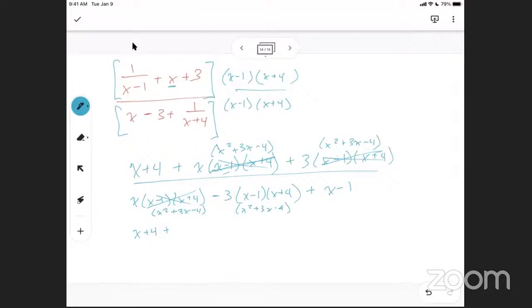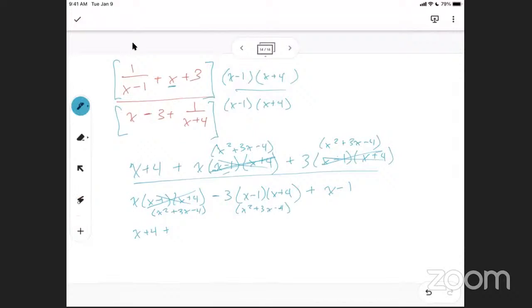The more I do this, the more I think it would have been better to do it the old-fashioned way, which is to just get the least common denominator. I'm sorry, which is just to multiply this by x minus 1 and this by x minus 1, and multiply this by x plus 4 and this by x plus 4 on the top and bottom. It probably would have been easier, but it's definitely going to give me the same answer. Let's see what we get here.